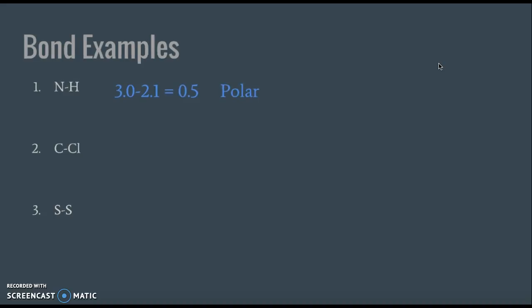You will find the two electronegativities and subtract them. 3 minus 2.5 is 0.5. This also means that it's polar. For the last example, S and S, they will have the same electronegativity, and when you subtract the two, you get a difference of 0, meaning that it's nonpolar.